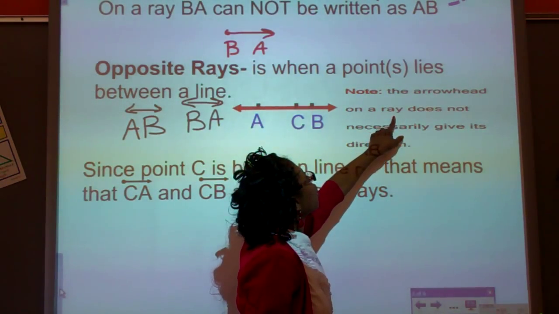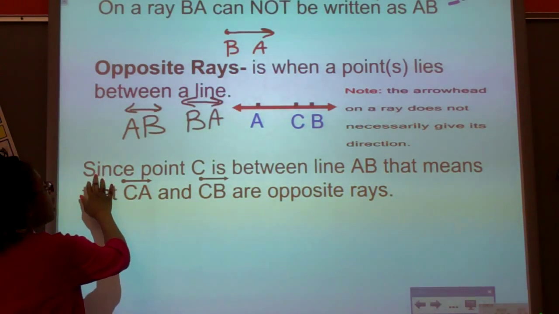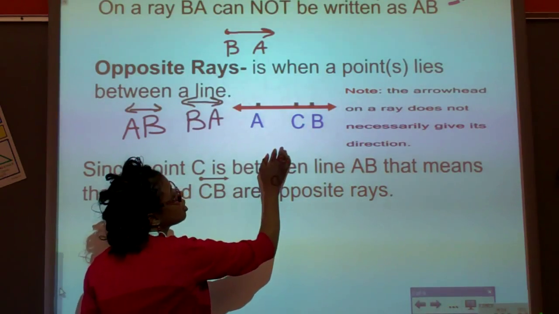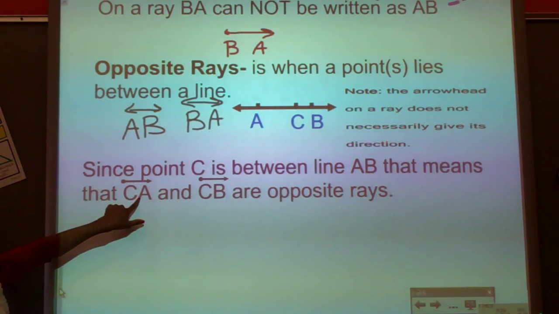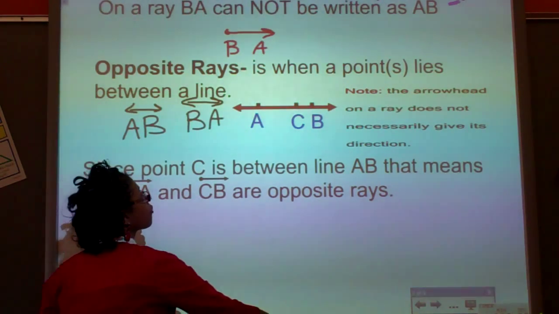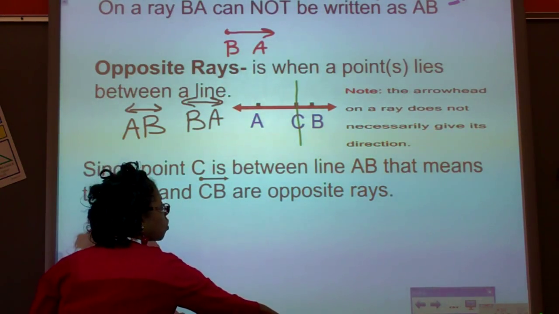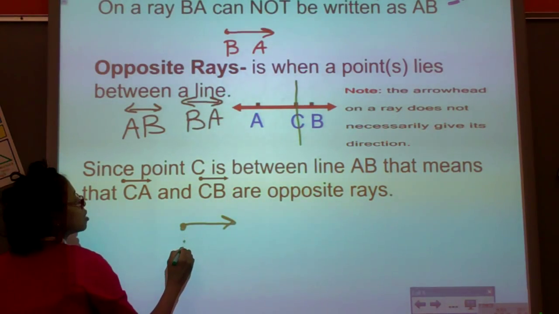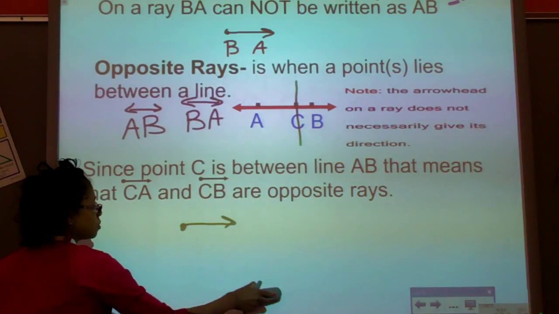Now, the arrowhead on a ray does not necessarily give its direction. What does that mean? Let's look at it carefully here. Since point C is in between, not directly halfway, but just in between the two, on line AB, that means that ray CA and ray CB are opposite rays. What do I mean? If I were to fragment this off here and just look at the portion to the left, I would write this as ray CA. Okay, and let me move this in a little closer.